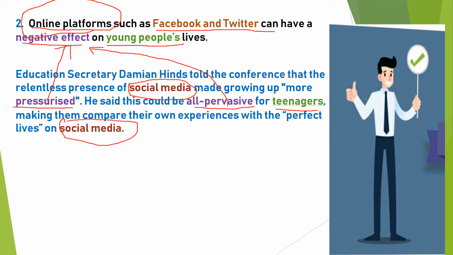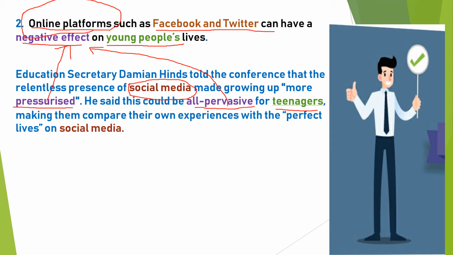And what does the statement say? Online platforms can have a negative effect on young people's life. So it is saying that it can have a negative impact. Negative effect is seen in people who use platforms like social media, Facebook, Twitter. It is the same thing that our paragraph is also saying.